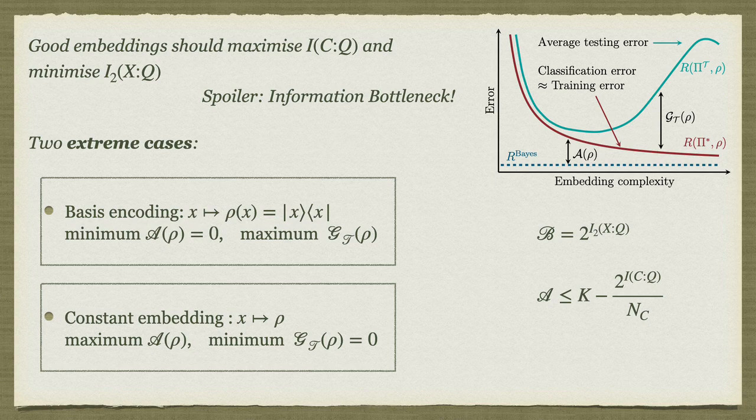On the other hand, we also have the trivial constant embedding. This embedding has no information at all about either X and C. So this trivial choice has maximum approximation error, but minimum generalization error. So in the picture here, we are basically on the left side: large approximation error, small generalization error.